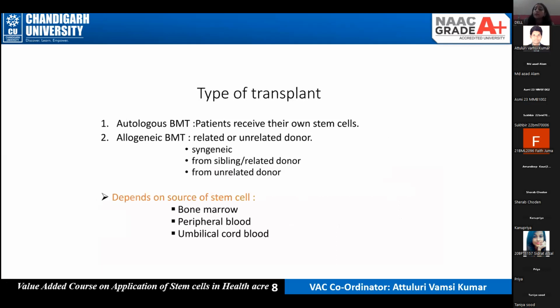Okay. What are the different types of transplant? First is autologous, in which we receive our own stem cells. How do we receive our own stem cells? First, we go for chemotherapy or radiation. Those cancerous cells are suppressed, and then the same cells are introduced back into our body, into our hematopoietic system.